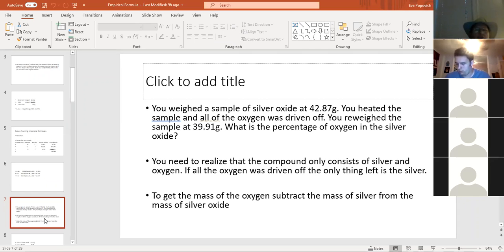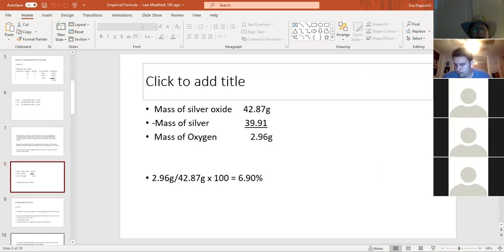Now the tricky part, Jennifer. What am I going to divide it by? Am I going to divide it by the 42.87 or am I going to divide that by the 39.91? The 42.87, because that's both of them together. The 42.87 is the weight of silver and oxygen. So I'm going to divide my weight of oxygen by my weight of silver oxide. I do that and I get 6.90%.